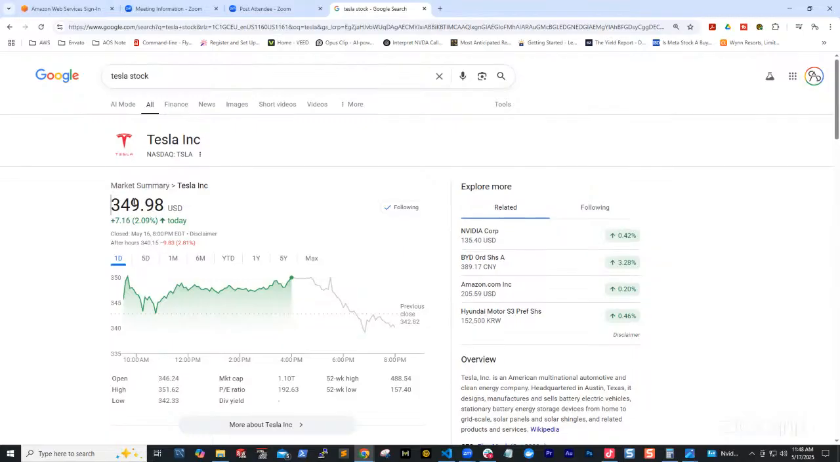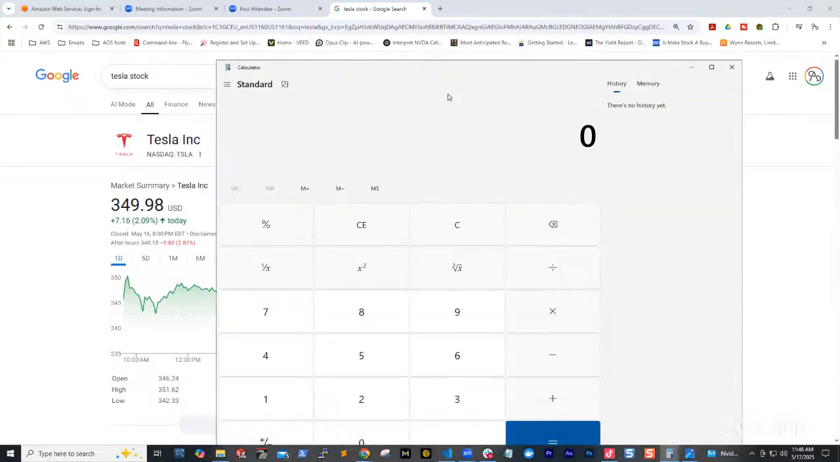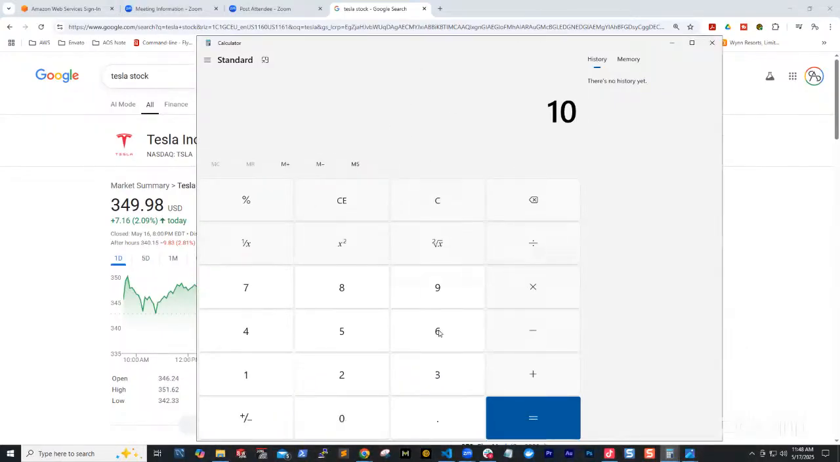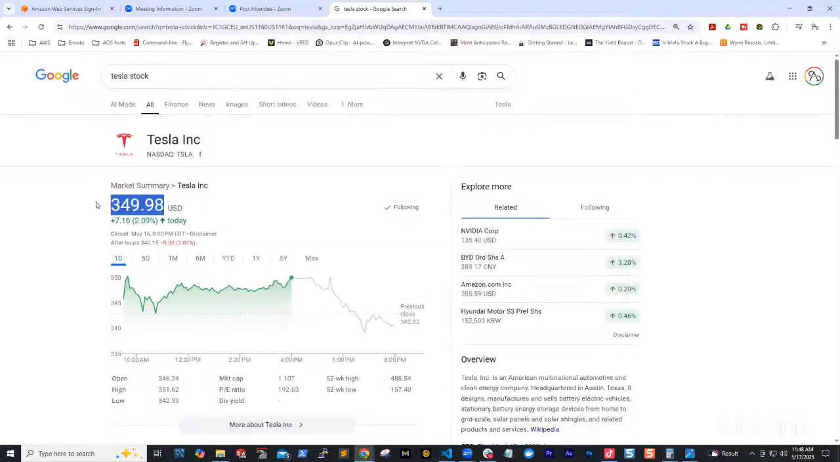If I want to buy 100 shares of Tesla right now at this price, that would be like 35,000 or so. That would be 100 times 349.98. So let's just say 35,000. You would have to have $35,000 right now to buy 100 shares of Tesla. But a lot of people don't have 35,000 in cash just like that.